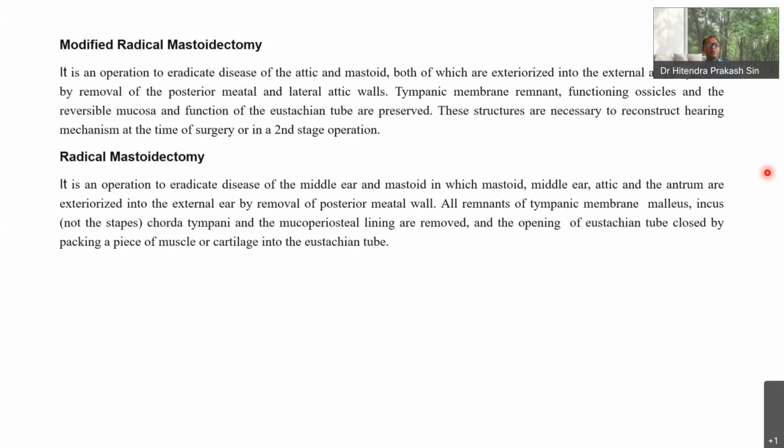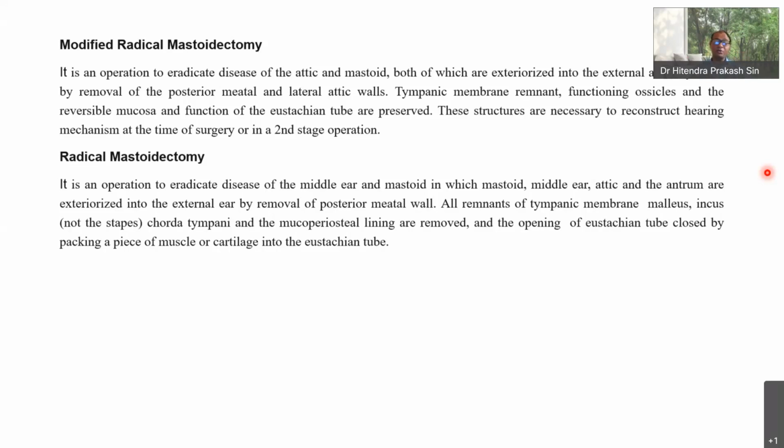In radical mastectomy, in contrast to the modified radical mastectomy, radical mastectomy is the first operation which was performed for the ear infections. But what was the problem? In this operation, we eradicated disease from the middle ear and mastoid: complete eradication of all the mastoid air cells, complete eradication of the posterior meatal wall. Because of that, the whole of the mastoid is externalized into the external ear.